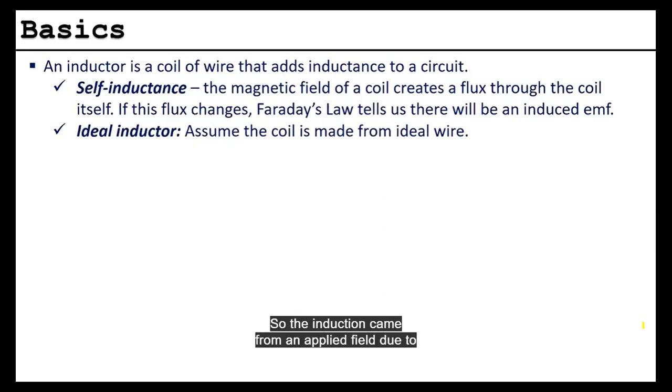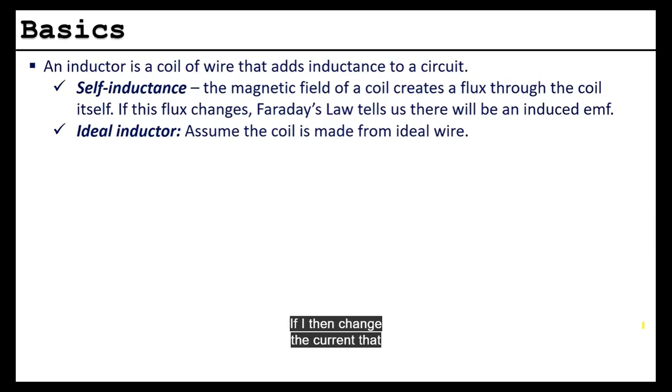So the induction came from an applied field due to another source in a coil that didn't have any power connected to it. Now, what we're going to look at with an inductor is a coil that has a current flowing through it. If you remember the shape of magnetic field lines, they form closed loops that go around a wire. And so when you have a coil of wire, the magnetic field of that coil passes through it. So the wire, if it's carrying a current, will create a flux through itself.